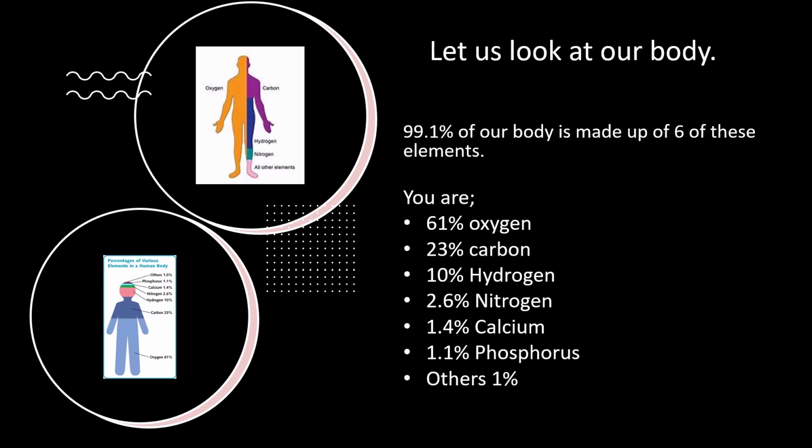Let us look at our body. 99.1% of our body is made up of 6 of these elements. You are 61% oxygen, 23% carbon, 10% hydrogen, 2.6% nitrogen, 1.4% calcium, 1.1% phosphorus, and other elements are 1%.